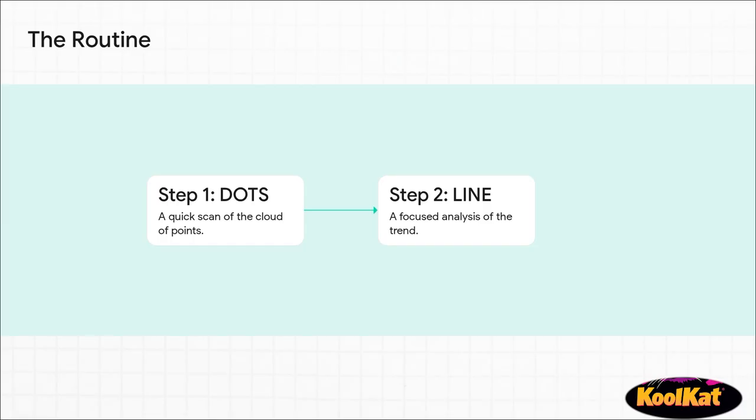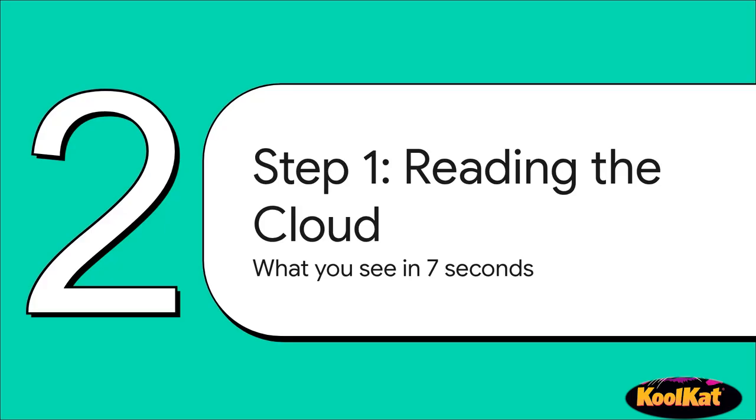First, we start with dots, just a quick glance to get the big picture feel for the whole cloud of data. Then, and only if we see a clear pattern, we zoom in on the line to really analyze that trend. This little trick keeps you from getting bogged down in the tiny details right away and helps you find the main idea fast. So, let's break down that first step, reading the cloud, or dots.